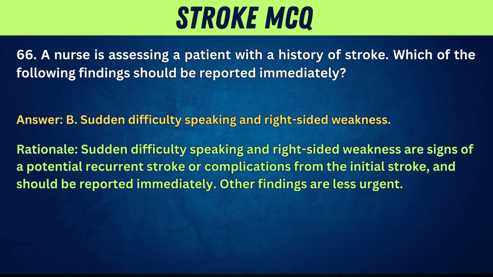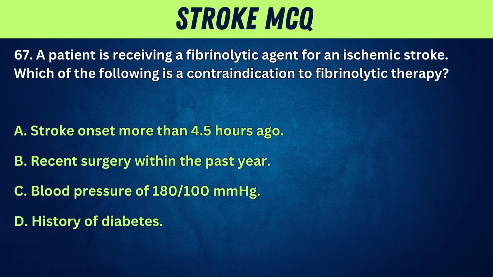Rationale: sudden difficulty speaking and right-sided weakness are signs of a potential recurrent stroke or complications from the initial stroke and should be reported immediately. Other findings are less urgent.